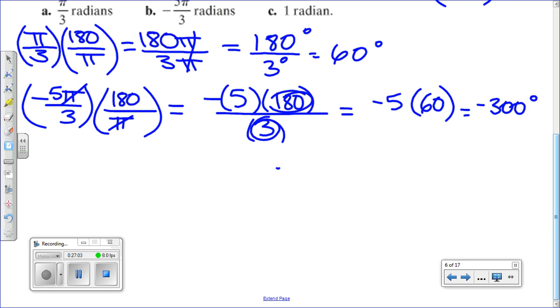All right, and the last one, we have 1 radian. What unit conversion factor should I use?